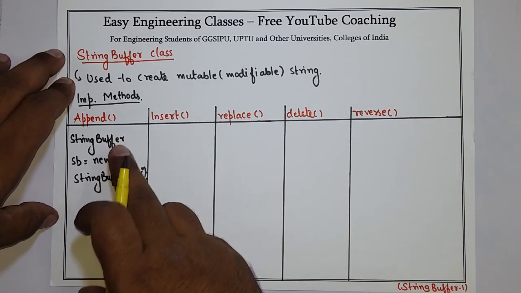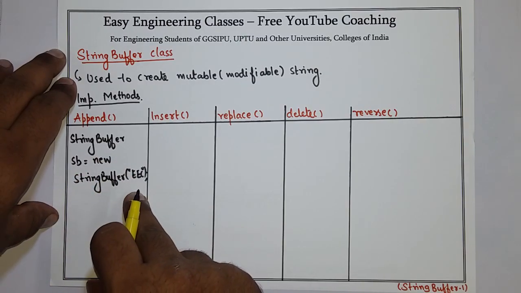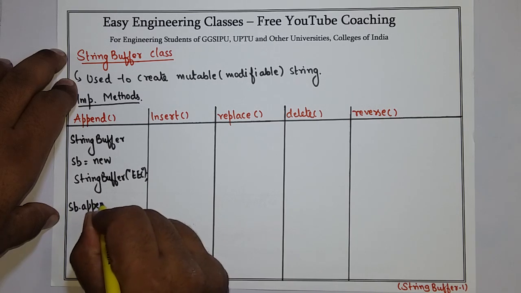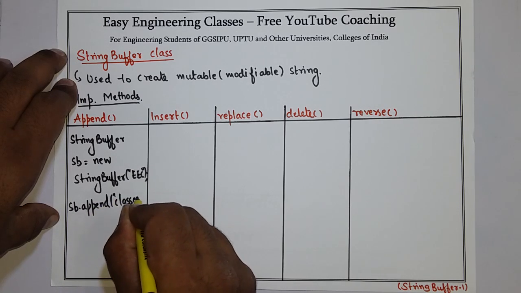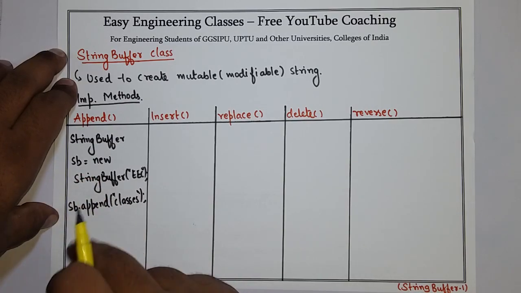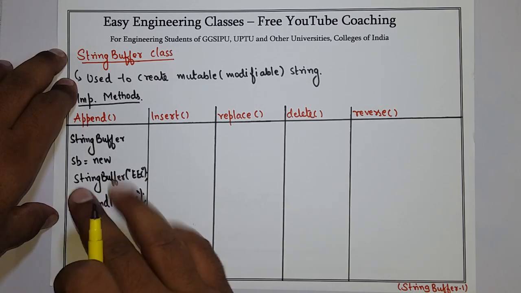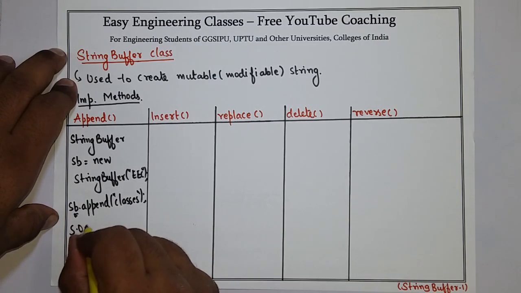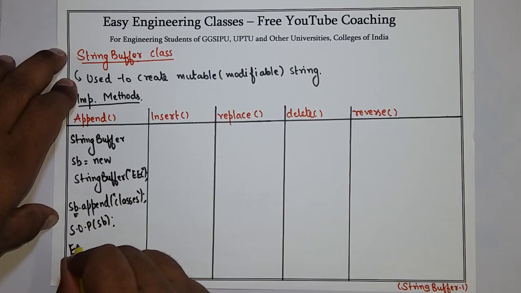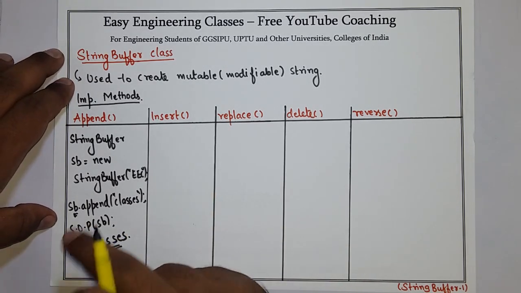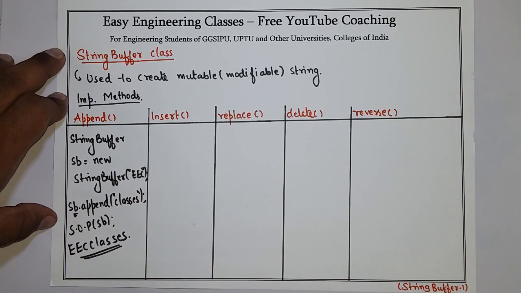I have created one StringBuffer object, StringBuffer sb equals new StringBuffer, and the value I have given is EEC. Now if I write sb.append classes, it will append the value to sb and the final value will be EEC classes, and the final value will get stored in the same object sb. So if I print sb now, the answer will be EEC classes. Same as we did for strings, where you saw that the value of the string object does not change, but in StringBuffer it gets changed.